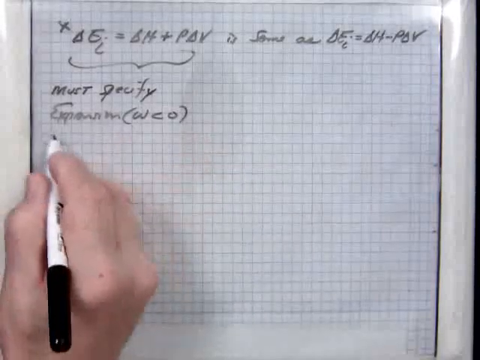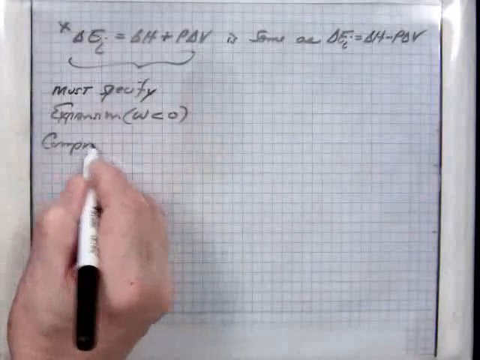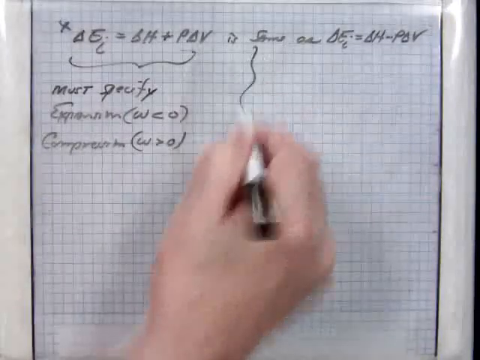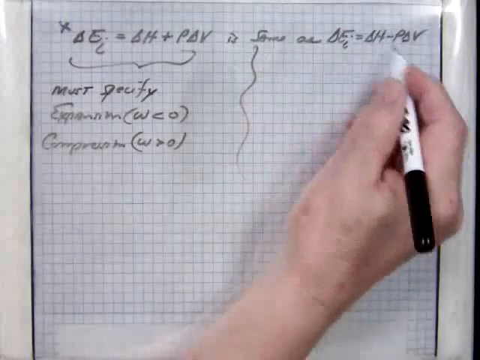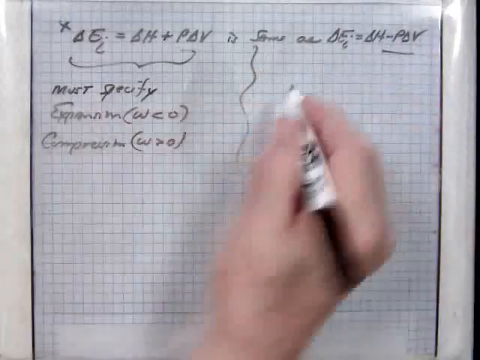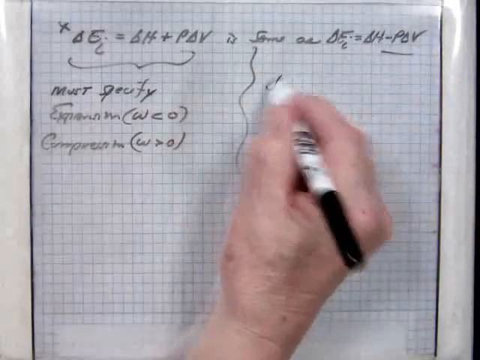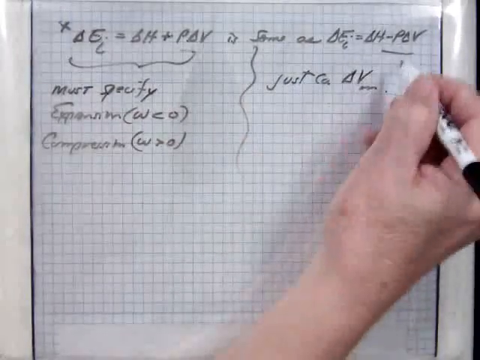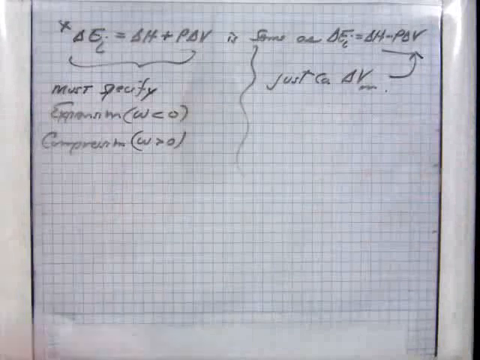Exo or compression, endo. Over here, you do not. In the work function, you do not. Just calculate the change in molar volumes and substitute. All right, and I'll show you how this works.